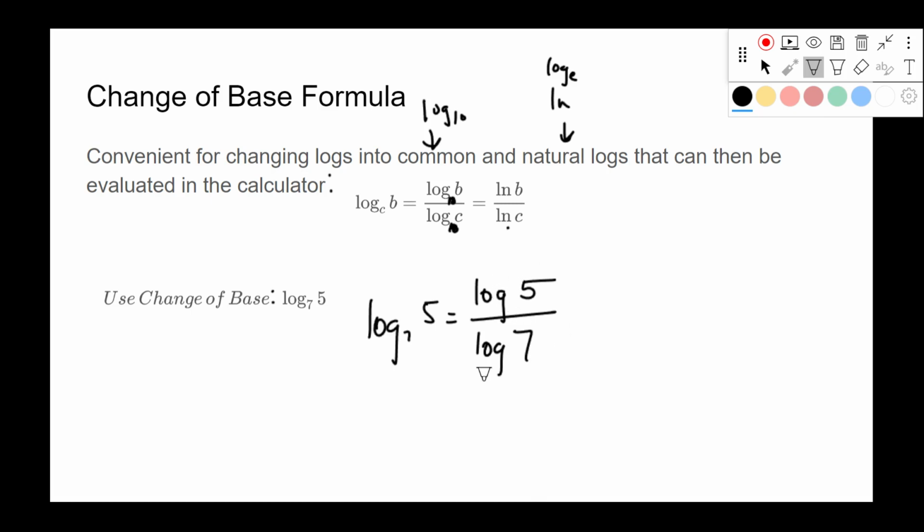If you type this into the calculator, you'll get some decimal answer. Or you could also do the natural log of 5 over the natural log of 7. Both of these will give you the same answer, no matter which way you choose to do it. Okay? And that's how you'd use the change of base formula. It's very simple. All right? And very simple to do, very simple to use and evaluate. Okay? All right, so that's the change of base formula.